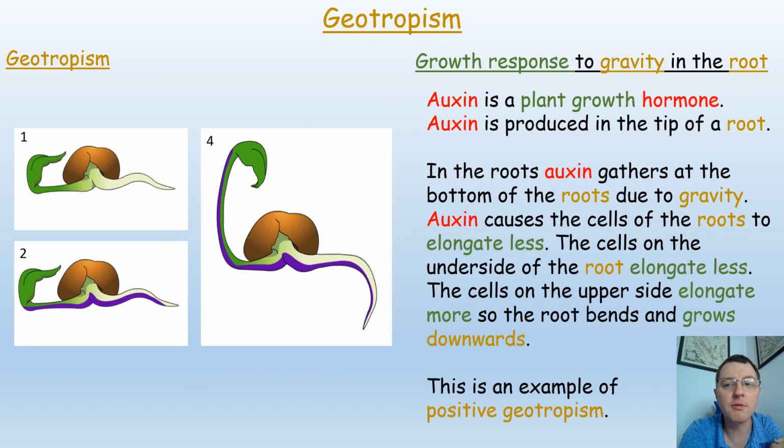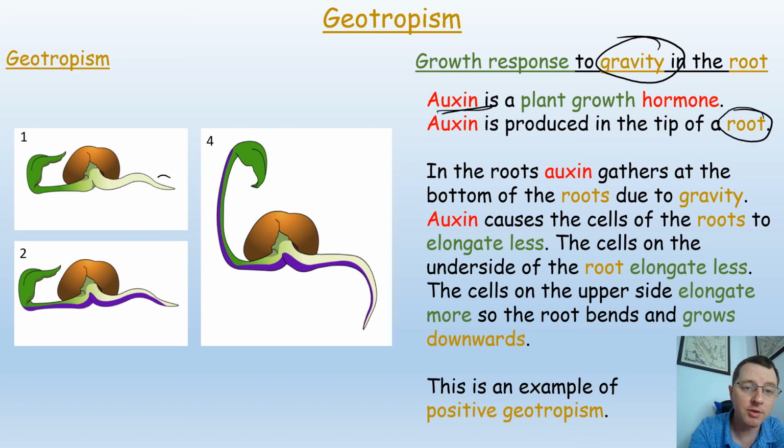But what about the roots? What stimulus do the roots respond to? Well, typically the roots will respond to gravity. And again, this response involves the plant hormone Auxin. Now, the Auxin is actually produced in the tip of a root, this area here. But in a root, the Auxin gathers at the bottom of the roots due to gravity, Auxin being a little bit heavier, so it sinks to the base of the root here.